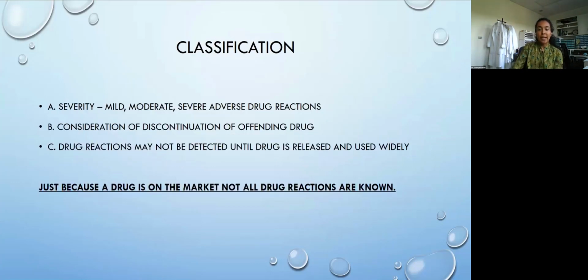The next piece we're getting into is classification. How do we classify what a patient experiences when they're on a drug? We can do it by severity. Are they having a mild, moderate, or severe adverse reaction? Then we consider possibly discontinuing the drug.